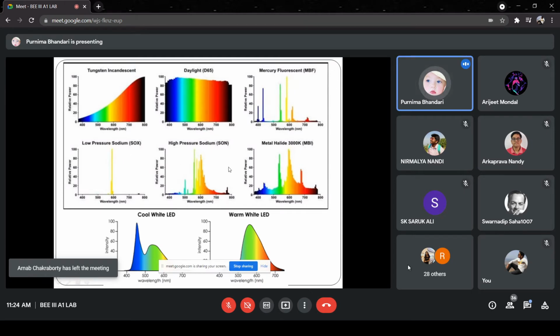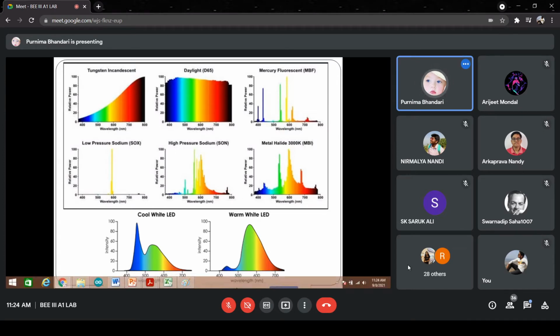This is the distribution of a high pressure sodium vapor lamp. This is for metal halide, and this distribution is for cool white LED and warm white LED. In the cool white, the blue portion is more, and in the warm white, the red and yellow portion is high, so it looks more yellowish, and the cool white LED looks more bluish.